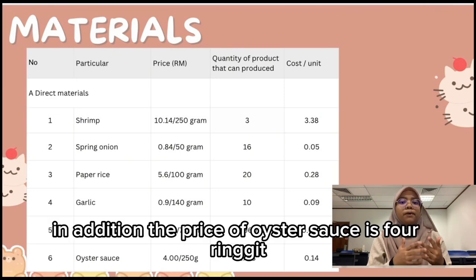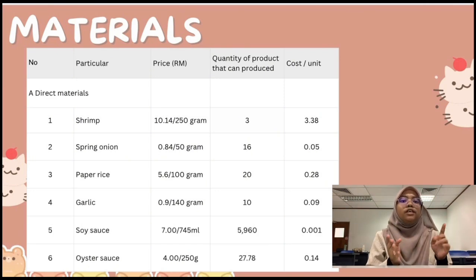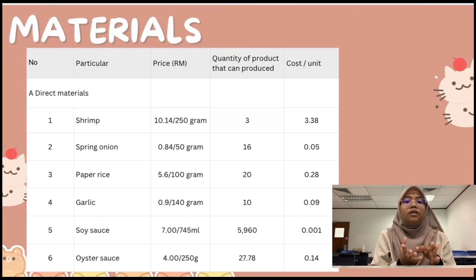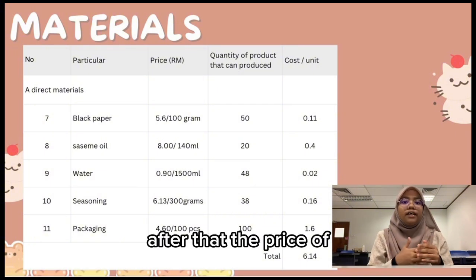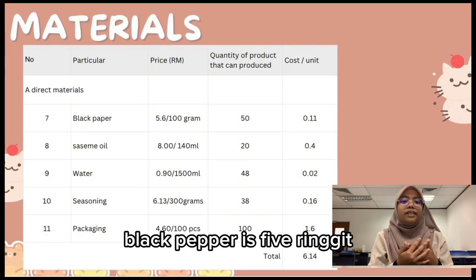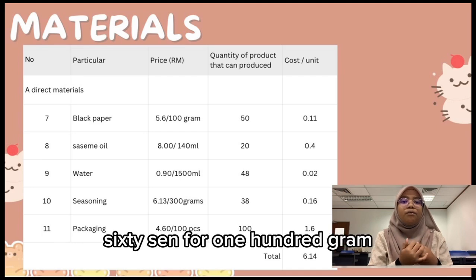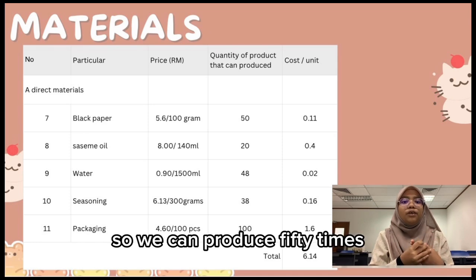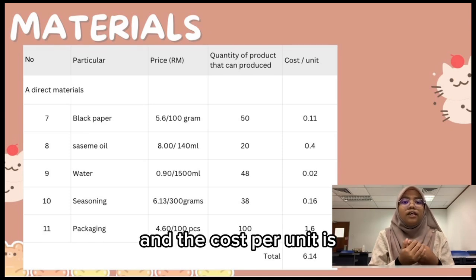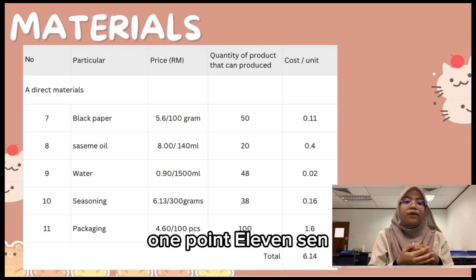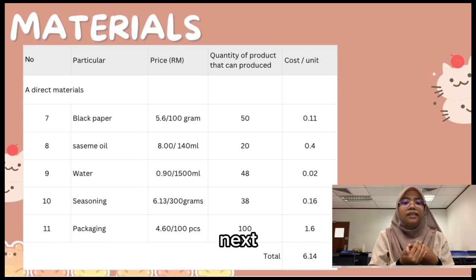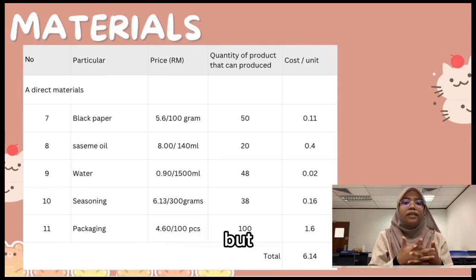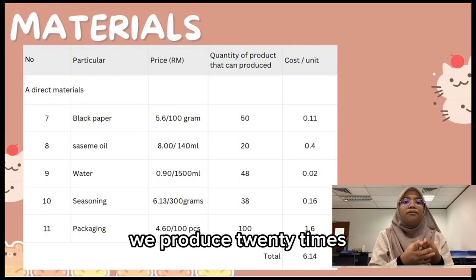In addition, the price of oyster sauce is 4 ringgit, so we can produce 27.78 or 28 times. After that, the price of black pepper is 5 ringgit 60 cents for 100 grams, but we use 2 grams only, so we can produce 50 times. And the cost per unit is 1.11 cents.